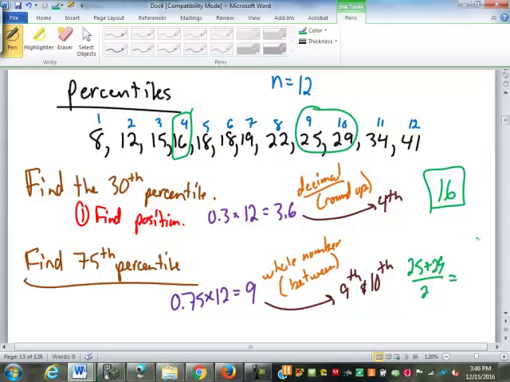If you do this on the calculator, you do 25 plus 29. Make sure you hit equals before you divide by 2. 27 is the 75th percentile.